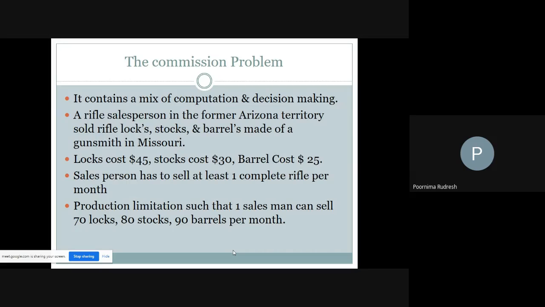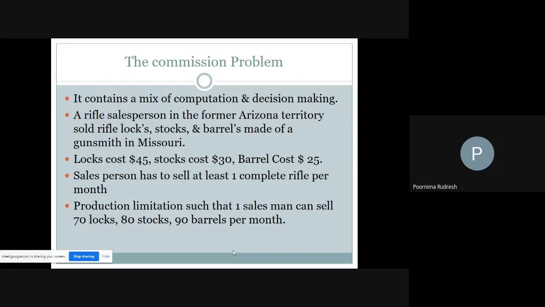This problem consists of a mix of computation and decision making. Computation means we have to calculate the total cost for the sold rifles, or the stocks or the barrels. Once it is done, then we have to determine how much commission we have to distribute to the salesperson depending on the sales. So there we are making decisions. Hence, it is the combination of computation as well as decision making.